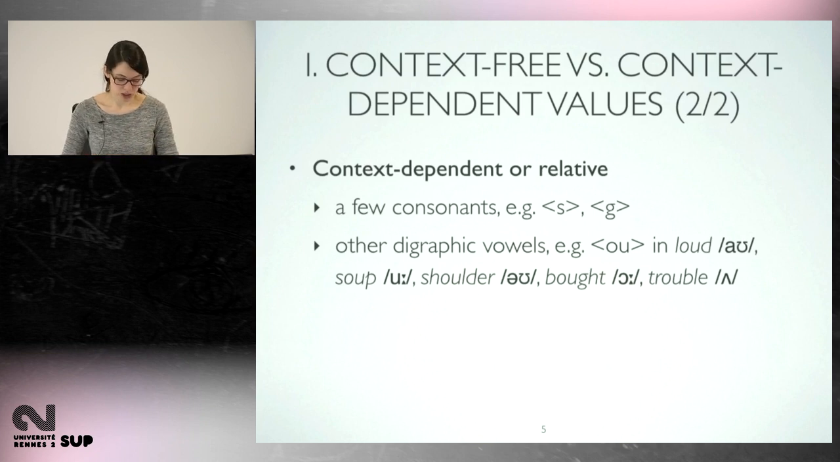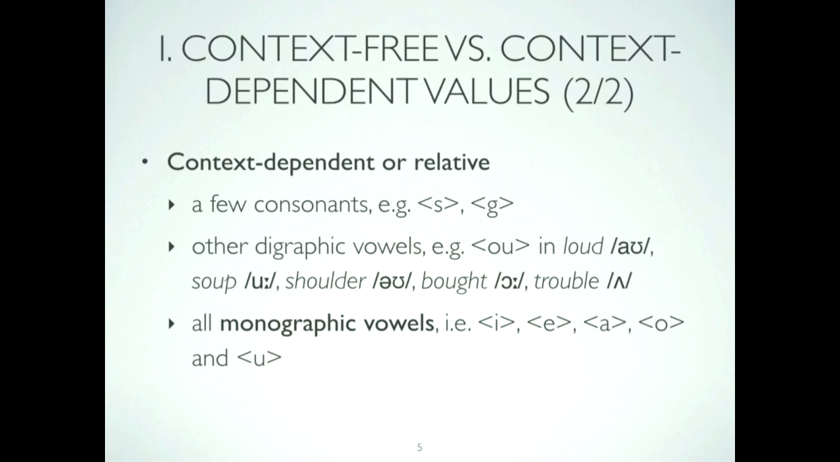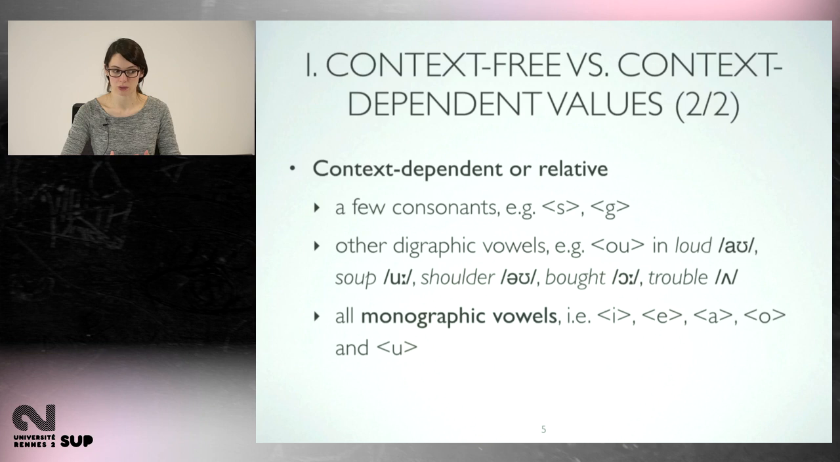Not all digraphs are as irregular as I said before, and some of them may even be considered as context-free units. Finally, you have among the context-dependent or relative units all monographic vowels, which is why these are what we are going to focus on. So I, and I might have added I or Y, Y being again sometimes used as an alternative to I in certain contexts. So I, E, A, O, and U are all context-dependent units.